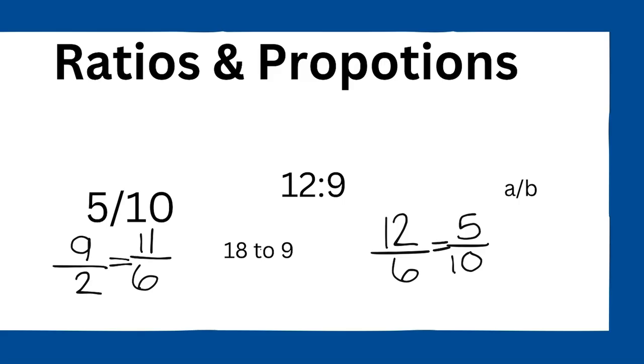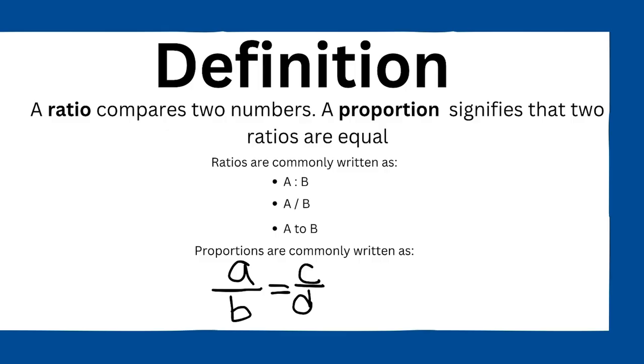So let's get started. Starting off, we're going to define these two things. A ratio compares two numbers. A proportion signifies that two ratios are equal. Ratios can be commonly written as A colon B, A divided by or slash B, or A to B. Either way you see or write these, they'll be fine and acceptable because they mean the same thing, just written a little differently than the other.